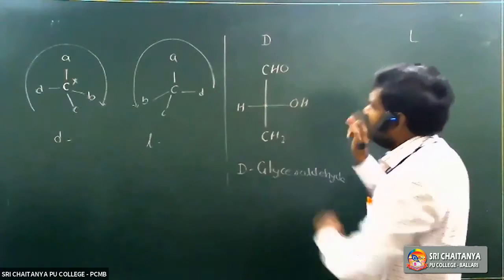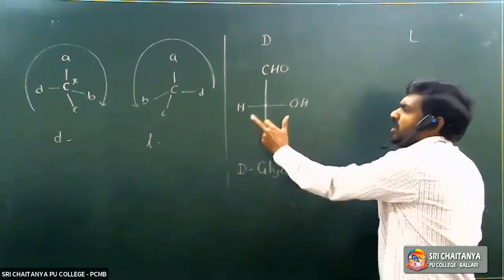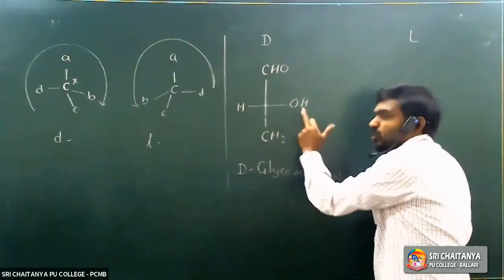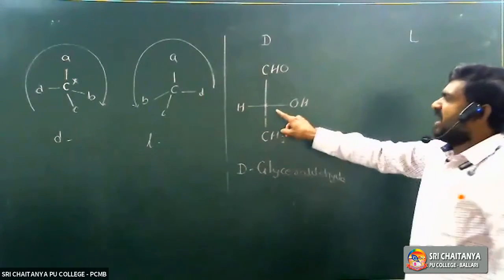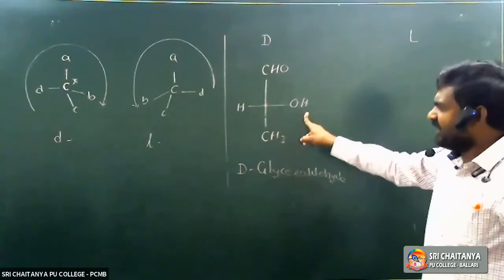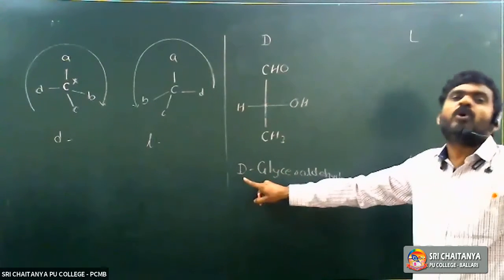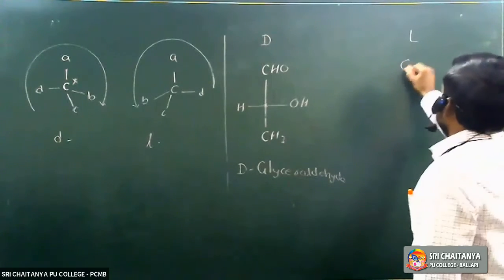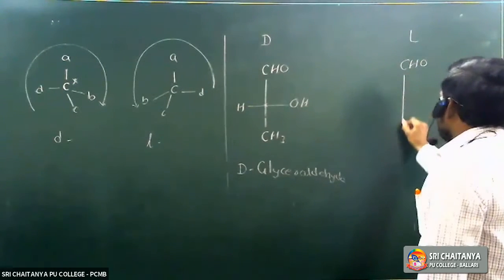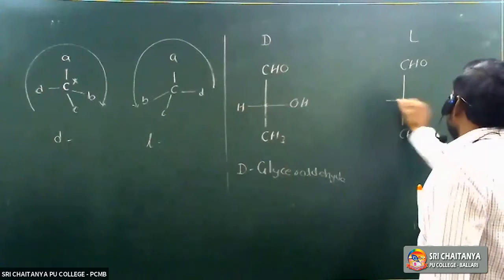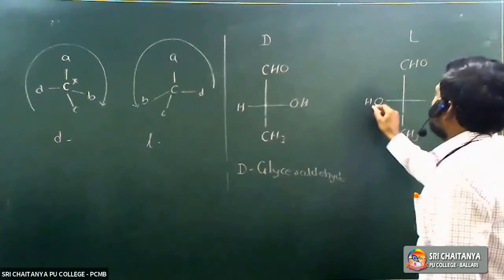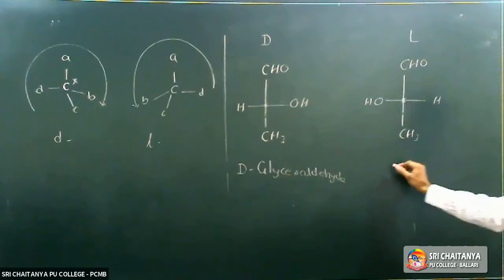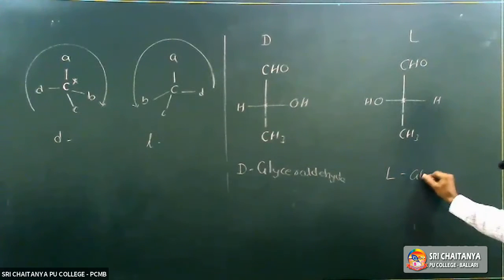the asymmetric carbon. If the OH group, or in case of amino acids the NH2 group, is present on the right hand side, it is called a capital D compound. Next, what is capital L? If the OH group, or in case of amino acids the NH2 group, is present on the left hand side of the asymmetric carbon, it is called a capital L compound. So it is called capital L glyceraldehyde.